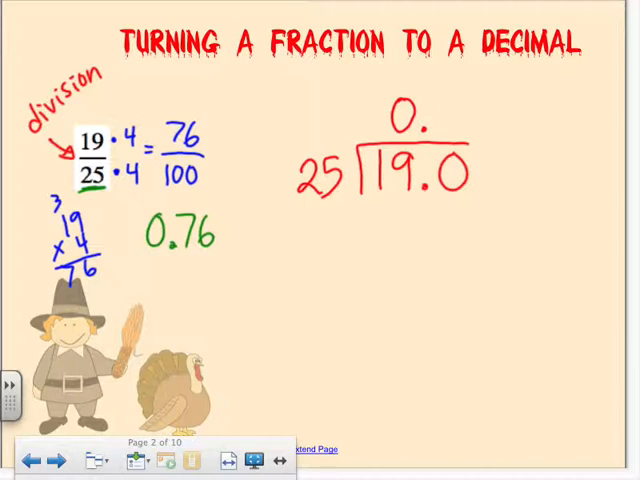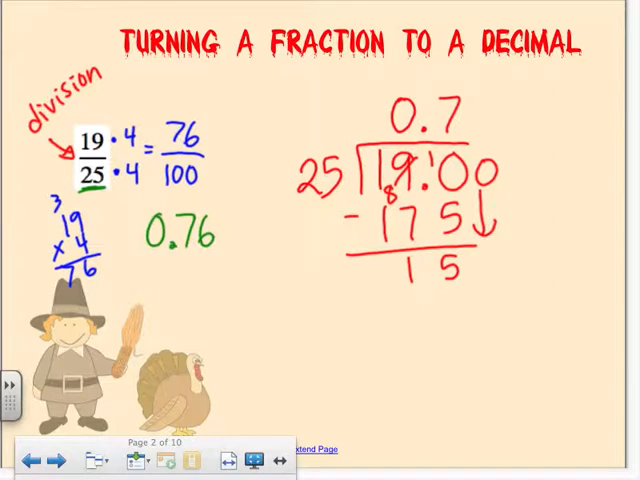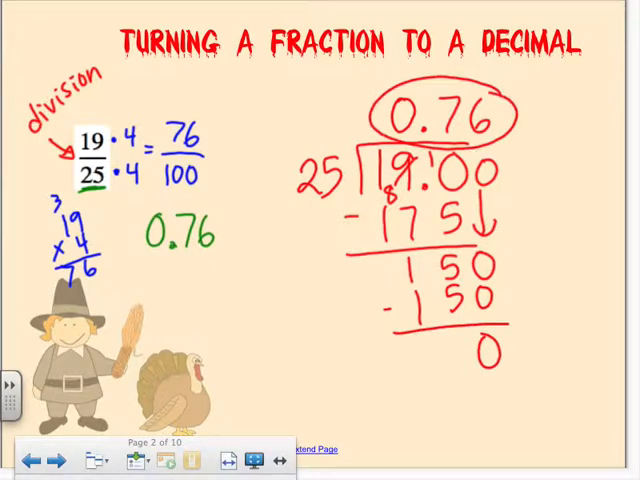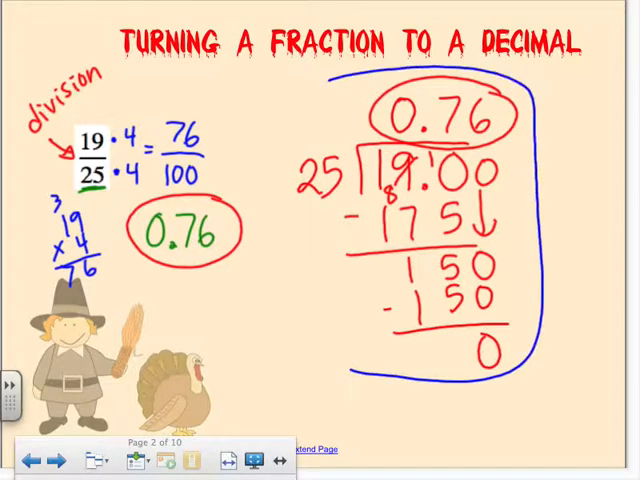So remember, 25 times 7, if I plug that in, would be 175. Do my subtraction and my borrowing. And then 25 into 150 goes in 6 times. And then I'm done. So you see, doing this method, we also got the same answer, 0.76. And the nice part about this method with the division is it'll work no matter what your fraction is.